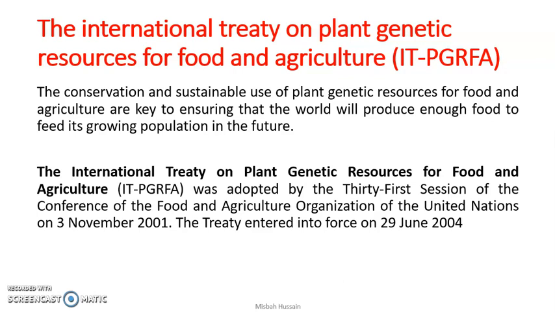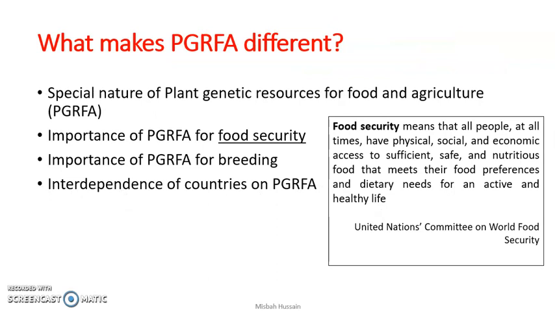The future population. So the IT-PGRFA was adopted by the 31st session of the Conference of the Food and Agriculture Organization, also known as FAO, of the United Nations in November 2001, and the treaty came into force in June 2004. What makes the plant genetic resources for food and agriculture different?